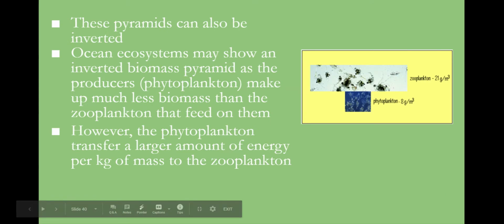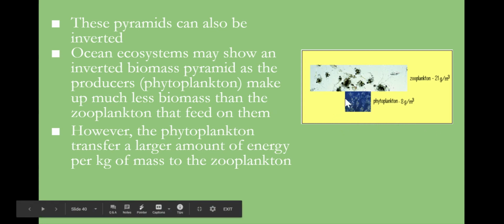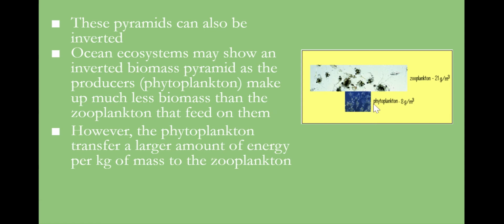These pyramids could also be inverted. The ocean systems may show an inverted pyramid as the producers make up much less biomass than what could feed on them. So here's the phytoplankton and zooplankton. Zooplankton feed off of the phytoplankton, photosynthesis, that gives you a clue there.